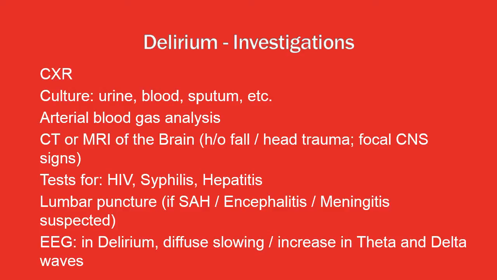Similarly, a lumbar puncture should be done if subarachnoid hemorrhage or encephalitis or meningitis are suspected. EEG may be useful in delirium in both the hyperactive and the hypoactive subtypes. EEG shows diffuse slowing and an increase in theta and delta slow waves.